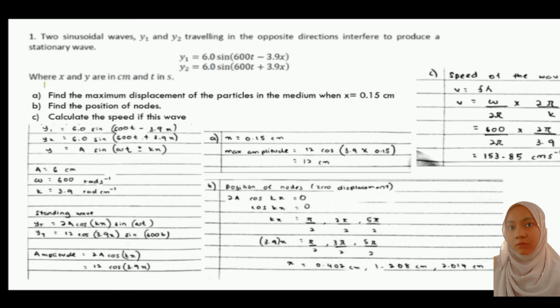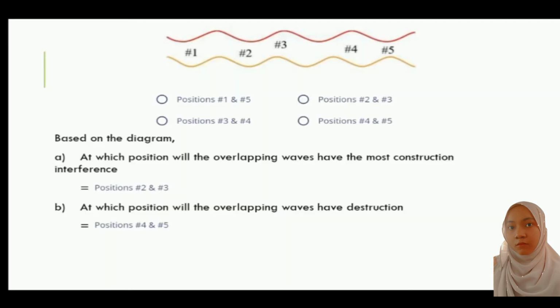Part C, calculate the speed of this wave. We know speed is velocity, so v equals f lambda. But we don't have f or lambda, so we use the formulas f equals omega over 2 pi, and lambda equals 2 pi over k. Then we substitute the values, and we get the speed is 153.83 cm per second.